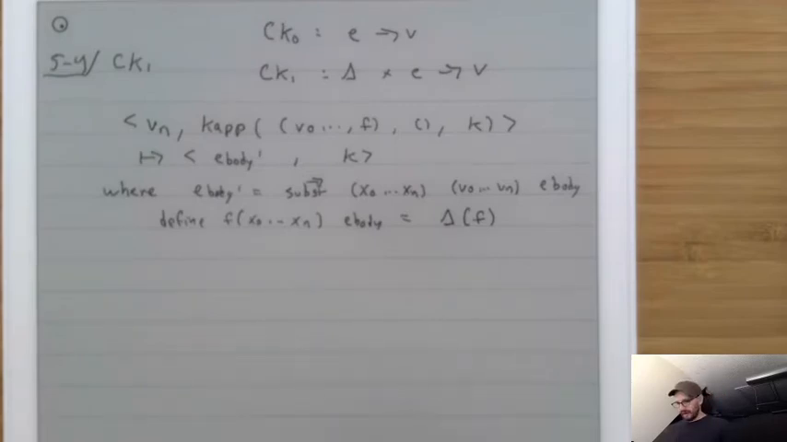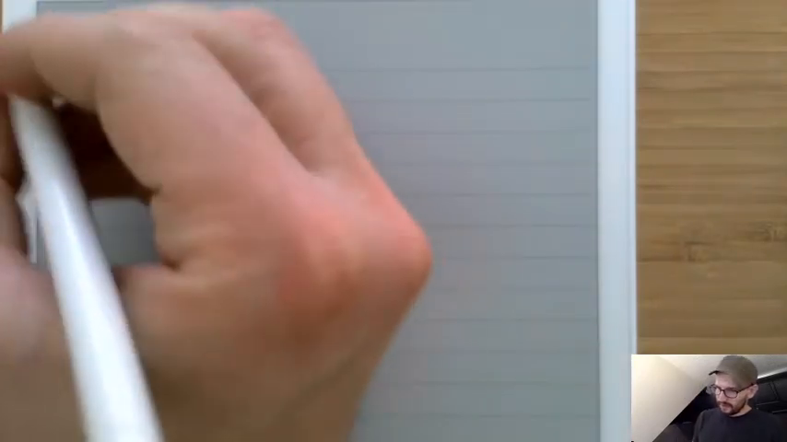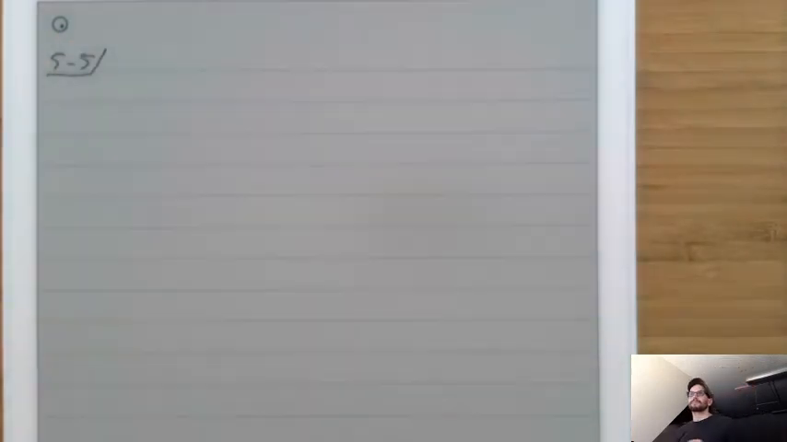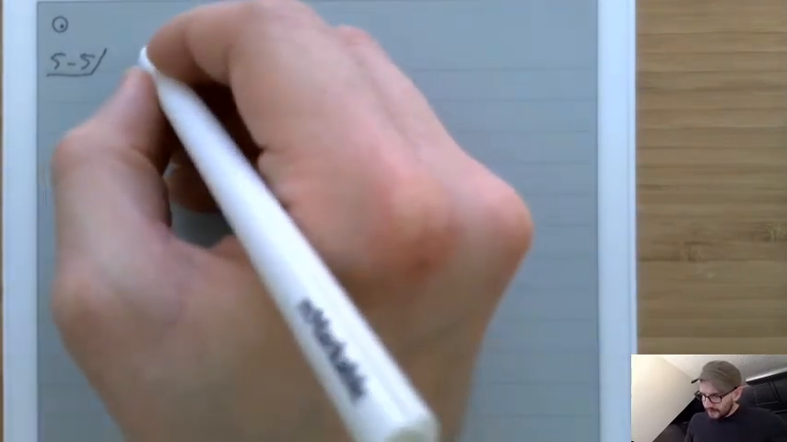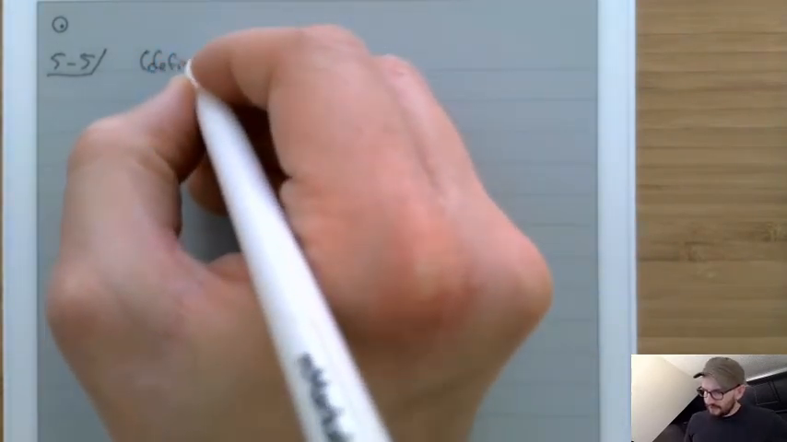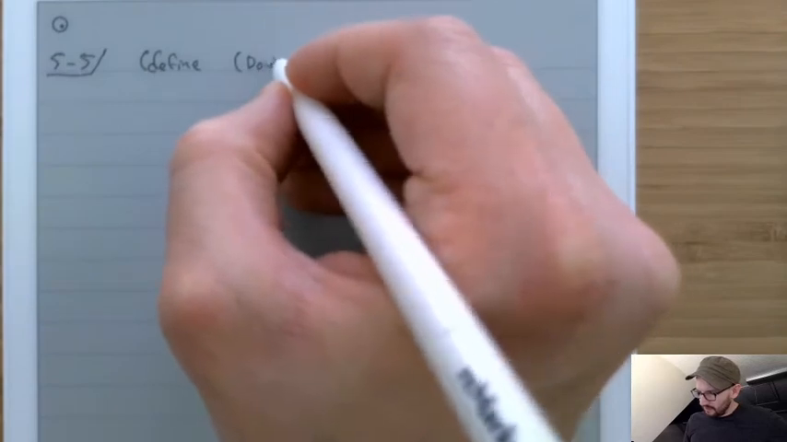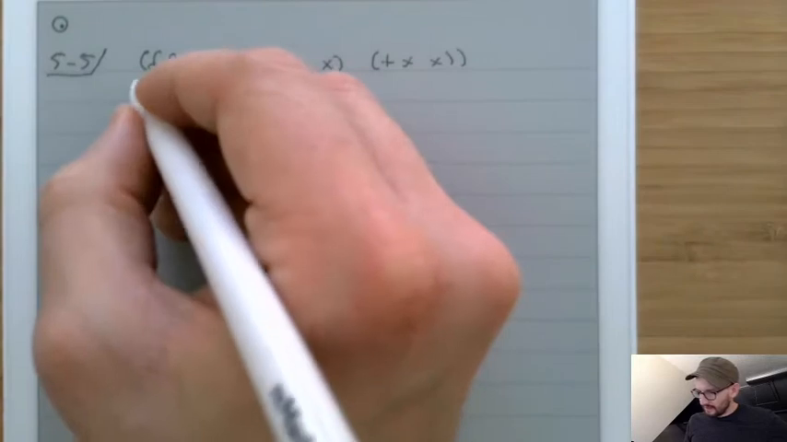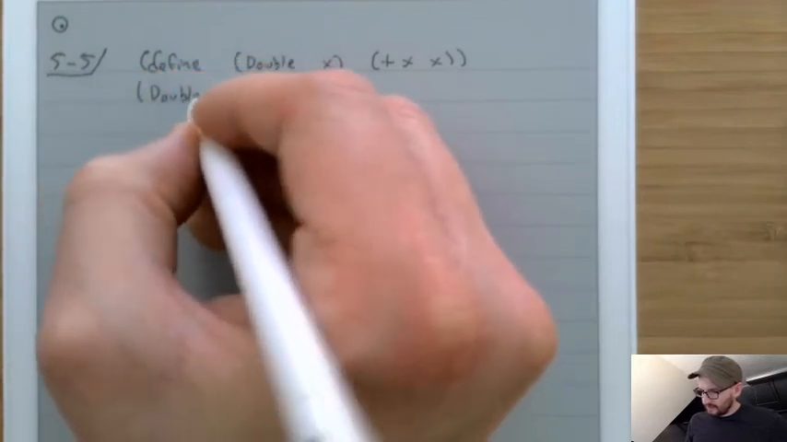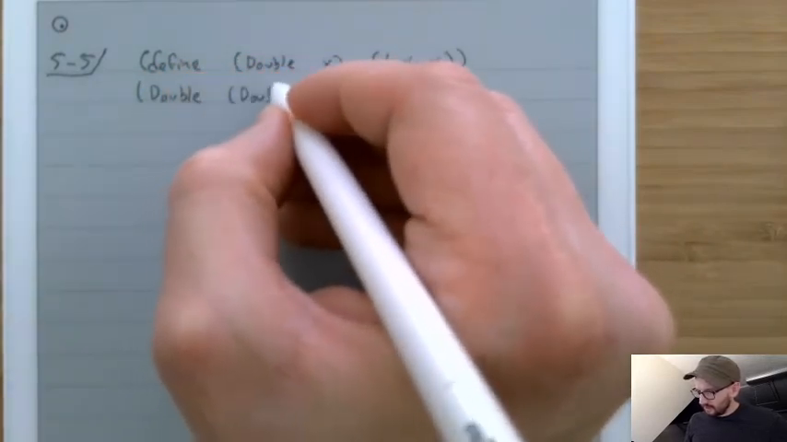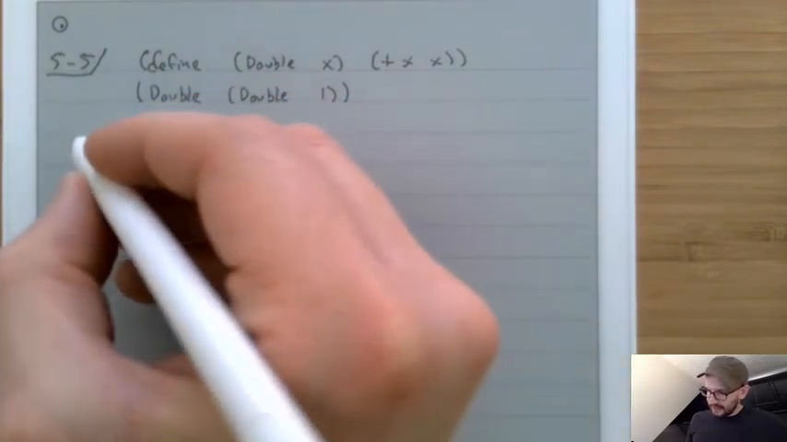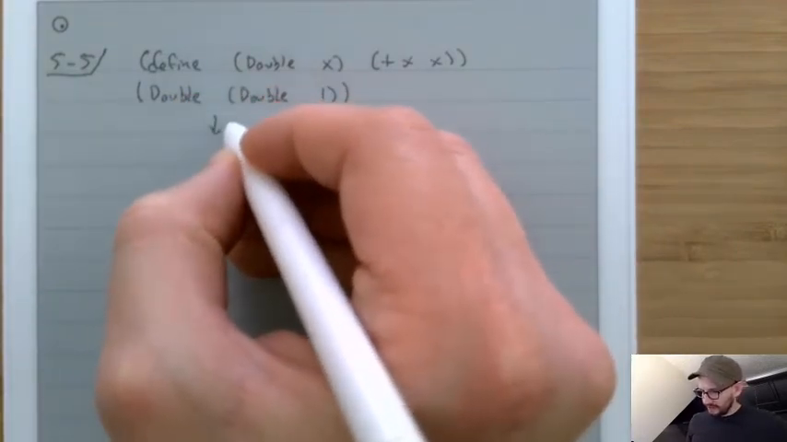Let's look at an example program running on the CK1 machine. Suppose we have this program: define double x, x plus x, and then double 1. So how do we inject this?